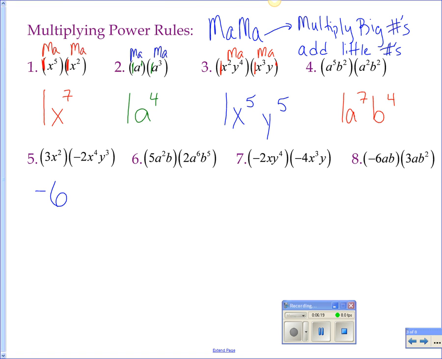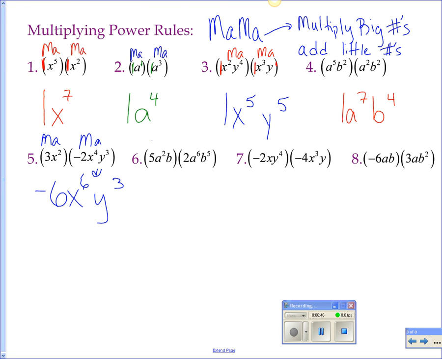Haley, what comes next after the negative 6? The x. And Chuck, what am I going to do with the 2 and the 4? Very good, which gives me 6. Guys, is there anything to put with the y? What do you think we're going to do with it? Very good. We're going to drop it down. That's what we always do when there's nothing to put with it. So that was the ma rule.